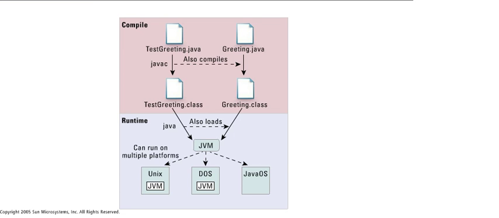We would then run the program using the java command and giving it the TestGreeting class name. The Java virtual machine then loads TestGreeting.class. It will also sense that it needs the Greeting.class file and will load that as well. It will then begin to interpret the bytecode from those class files and issue the appropriate operating system commands.